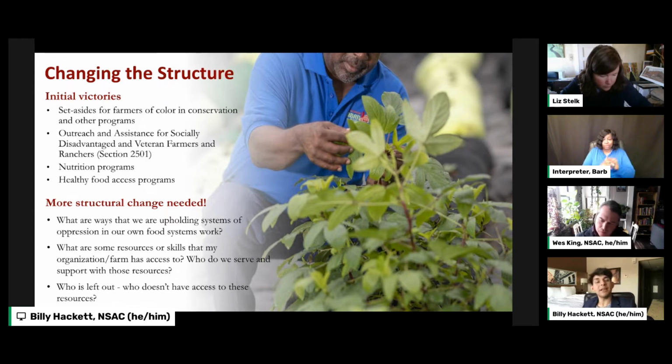But that's only a bandage, and all of it is just the beginning, right? More structural and fundamental change is needed if we want to shift the narrative from those beginnings of stolen land and stolen labor, to a future of abundance for everyone.